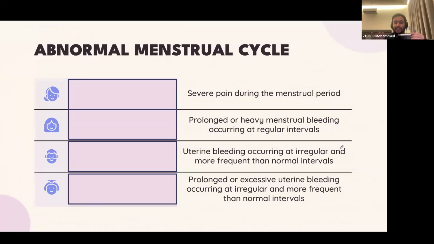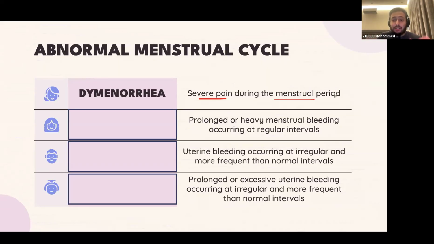So first, you guys tell me the term, and I'll tell you the definition. Firstly, you have severe pain during the menstrual period that interferes with day-to-day activity. Good. This is dysmenorrhea, and we'll talk about this very soon, okay? Dysmenorrhea, pain that's interfering with day-to-day activity. So for example, missing uni, for example, missing work, okay? So that's dysmenorrhea.